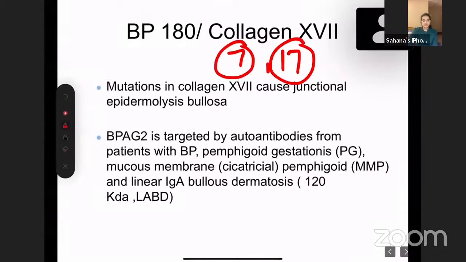So what are the disorders which arise due to mutations in BP180? It causes something known as junctional epidermolysis bullosa. Like I said, there are a lot of types of epidermolysis bullosa, and I'll be talking about that later. Junctional EB is another type of EB, which arises because of mutations in collagen 17. It is also affected in a lot of autoimmune conditions like bullous pemphigoid, pemphigoid gestationis, mucous membrane pemphigoid. I'll be covering all these autoimmune vesicular bullous diseases in one of the further classes. But for now, just remember that collagen 17 causes junctional EB.